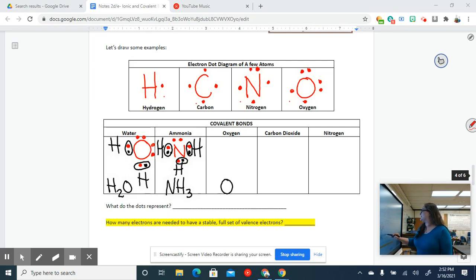So oxygen doesn't exist as O1. It's not stable. Oxygen by itself is not a stable molecule. O2 is oxygen gas, the stuff that's floating in the air that we breathe. O3 is ozone. So that's the stuff that protects us from the burning rays of the sun. And also when lightning strikes, we can smell ozone.